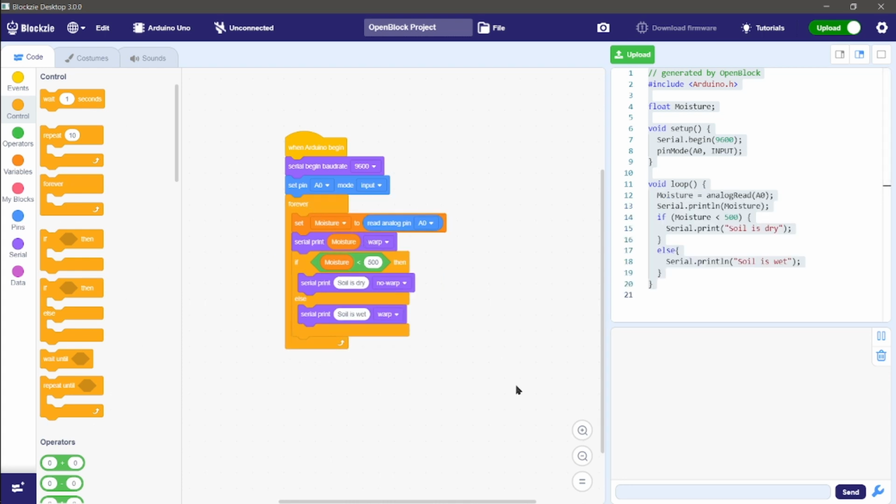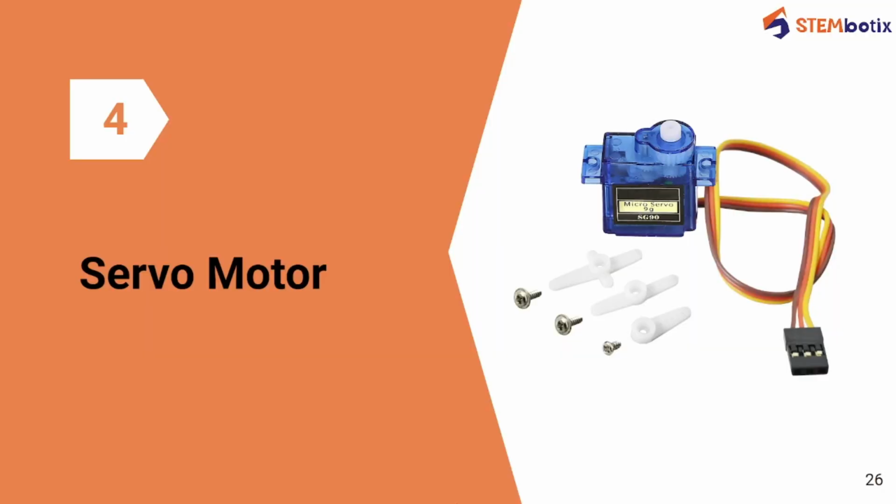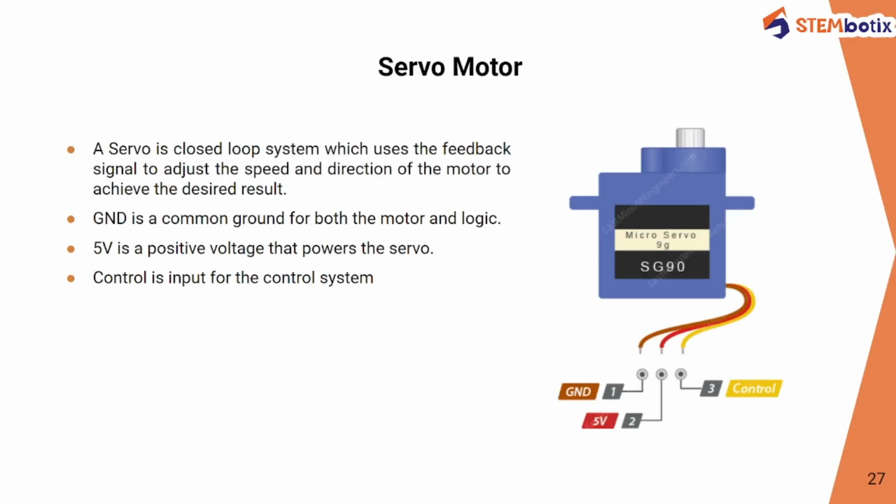So this is how you can measure the moisture of the soil using the soil moisture sensor with Arduino and coding in Blockzie. So let's move forward to the last segment of this tutorial, which is servo motor interfacing. In this part, we are going to see servo motor interfacing with Arduino in Blockzie. First, we will see the basics of the servo motor, then we will see its connection and coding in Blockzie.